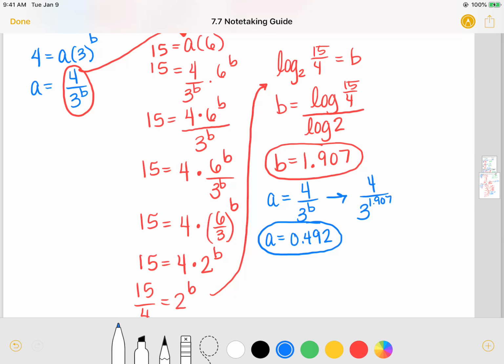Okay? So lastly, what we want to do is write the power function. So now I'm going to simply plug in my a, so y equals 0.492 times x raised to the 1.907. Okay? So that is our power function.